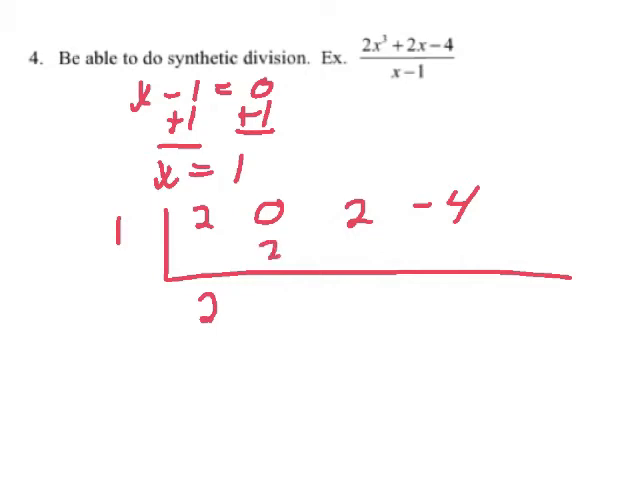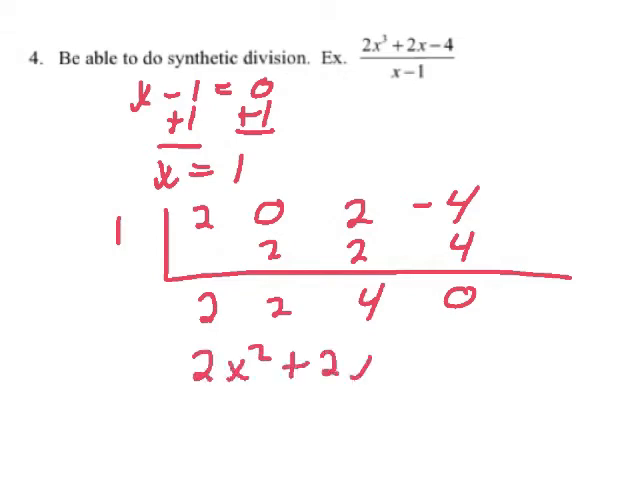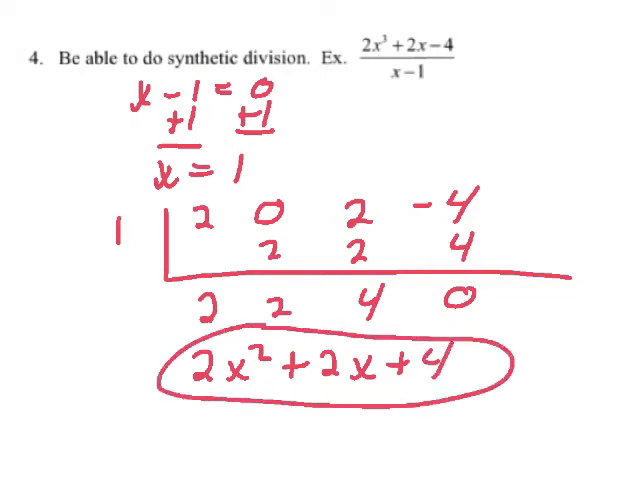0 plus 2 is 2. 1 times 2 is 2. 2 plus 2 is 4. 1 times 4 is 4. Gives you 0. So the polynomial is going to be 2x to the second plus 2x plus 4. And that is the quotient.